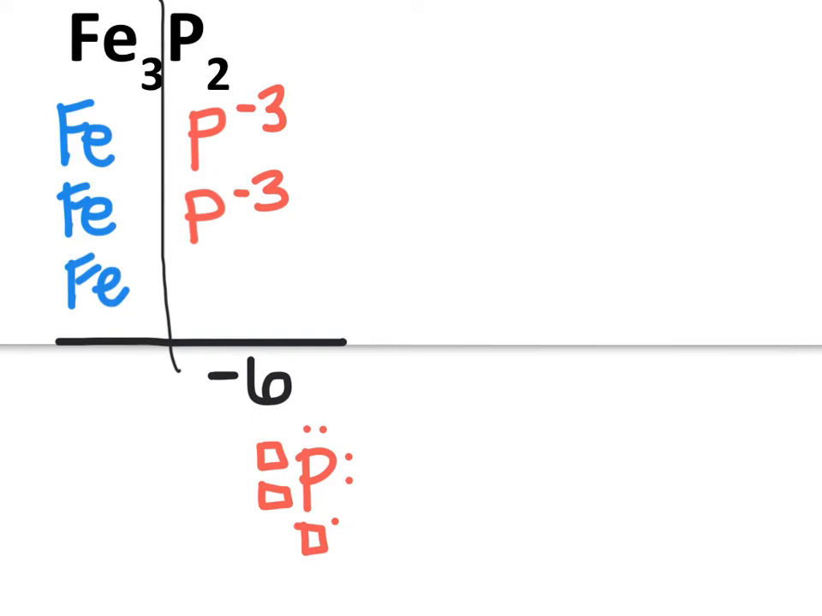Now remember, when you're writing your ionic compounds, that your positive and your negative charges have to cancel each other out. So if I have a total negative charge of -6, I have to have a total positive charge of +6. Now to figure out the charge on each of your Fe's, we have 3 of them. We have to divide the charges equally. So if I have a total positive charge of +6 and I have 3 Fe's that I have to distribute that charge to, that means that each Fe has to have a charge of +2.